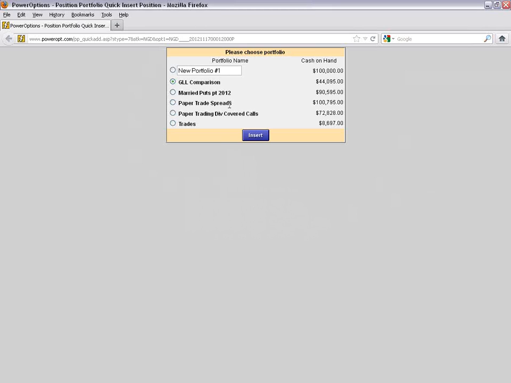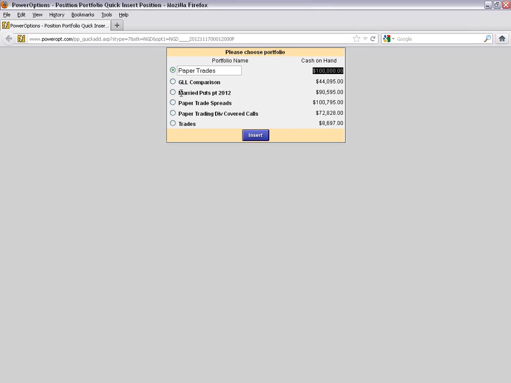Now, I have a few. Well, let me go back one. If this is the first time you've accessed the portfolio from your trial account or your subscription account, you would only see this choice here for new portfolio number 1. And we could call it paper trades, or we could call it OX trading account, or account number 572, or Roth IRA, whatever you want to call it here. And this would just start you off with an account with $100,000, and you can make adjustments later.